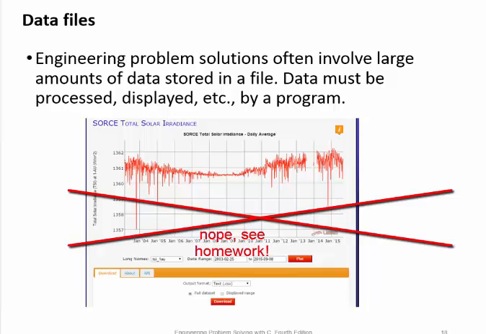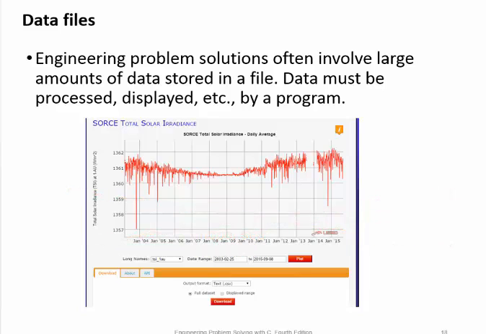So engineering problems often involve a large amount of data that is stored in a file, and you can either make data and write it to a file, or you can get the data from the file and have to process it in some way. My little example down here is showing data that's the total solar energy from the sun. This is measured from a satellite that's up above the Earth. This data goes from January in 2004 up to the present. So it's a very large amount of data.